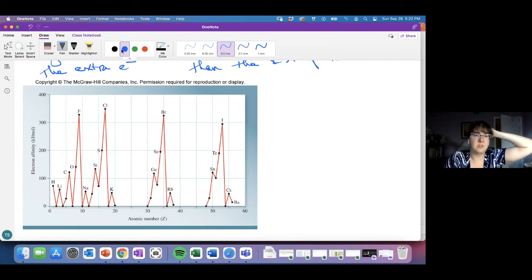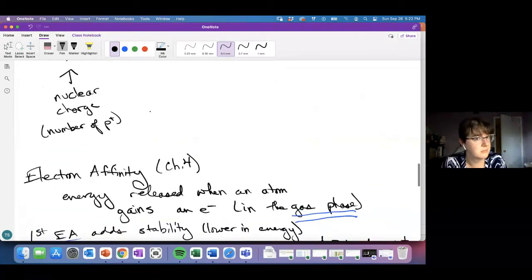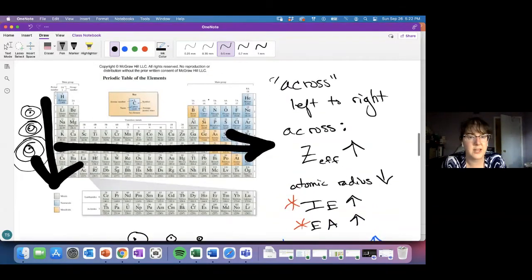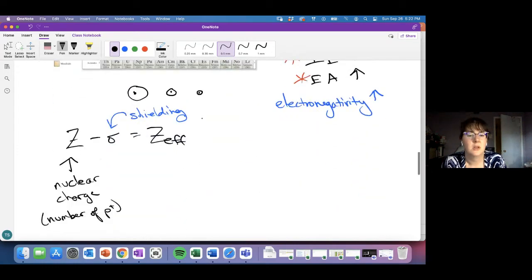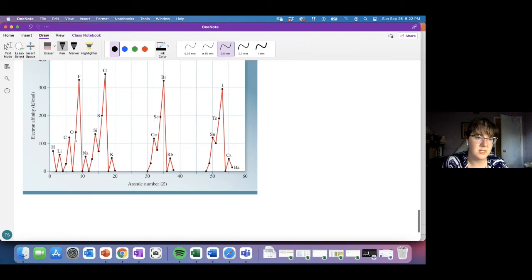But again, we can see that 4A should be things like carbon. Scrolling all the way back up, 4A should be things like carbon. 5A would then be nitrogen again. So again, we see that we still have a high electron affinity for carbon, but nitrogen is the one that's way down here. So nitrogen, 5A, lower than expected.